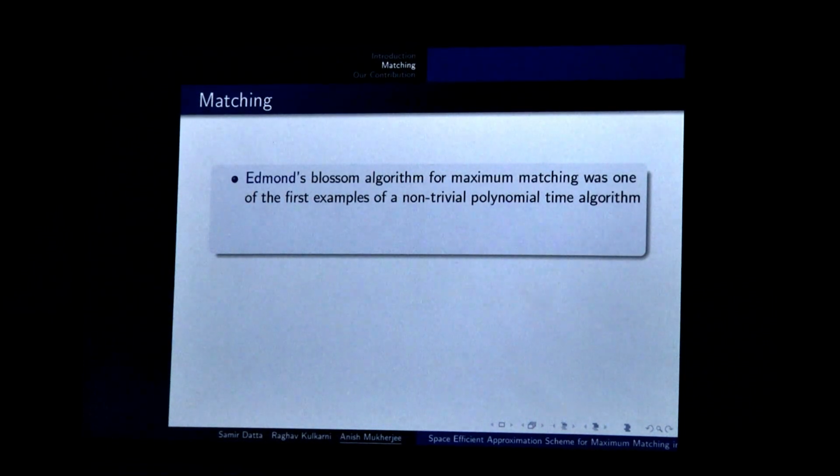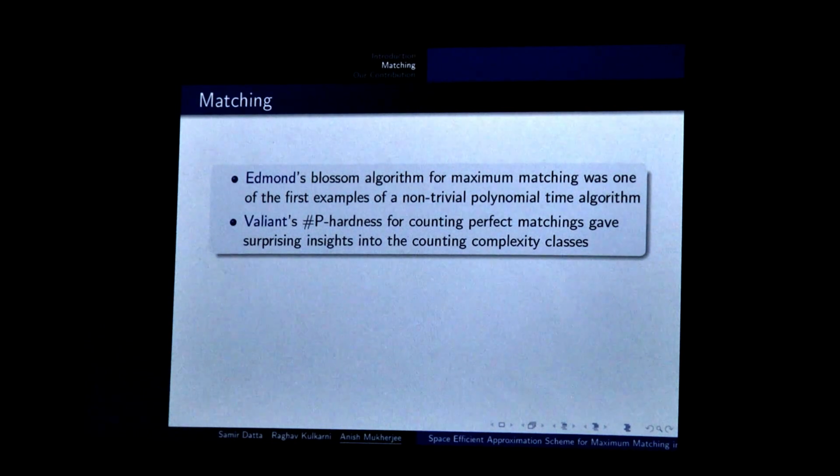So specifically, it's a very important problem. Edmonds' Blossom algorithm was the first polynomial time algorithm for matching, and somehow gave the definition of P, and Valiant's #P-completeness of counting perfect matchings gave insight into many counting complexity classes.